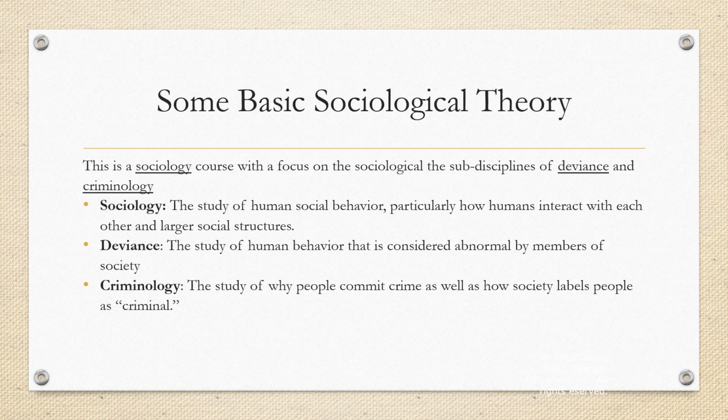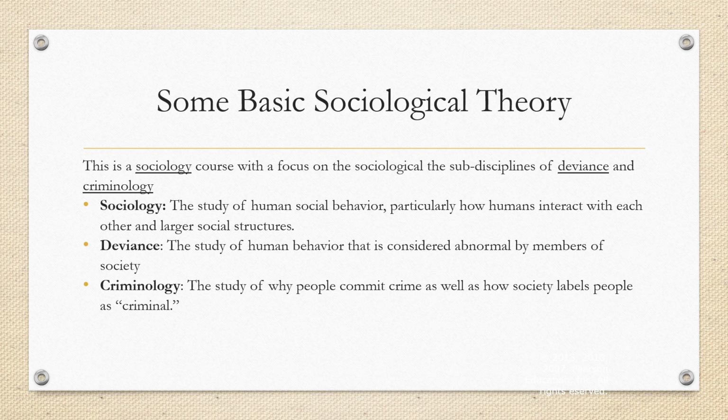So, just like the previous lecture was about getting everyone on the same page with science, this one is to get everyone on the same page in terms of very basic sociological theory. This is a sociology course with a focus on the sociological subdiscipline of deviance and criminology. In a lot of places now, and this is pretty cool, criminology is its own major, but it did start off as a subdiscipline of sociology itself.